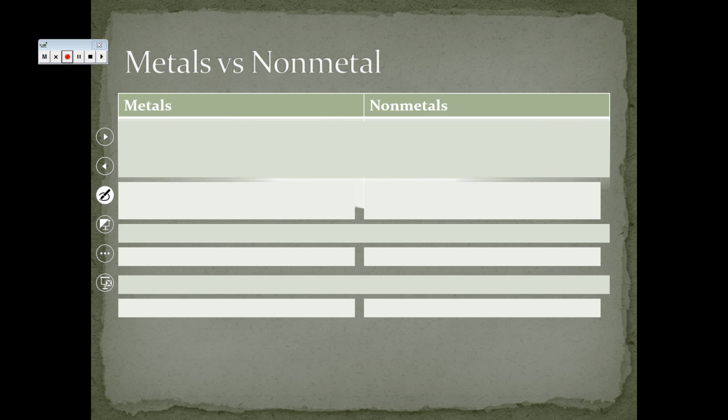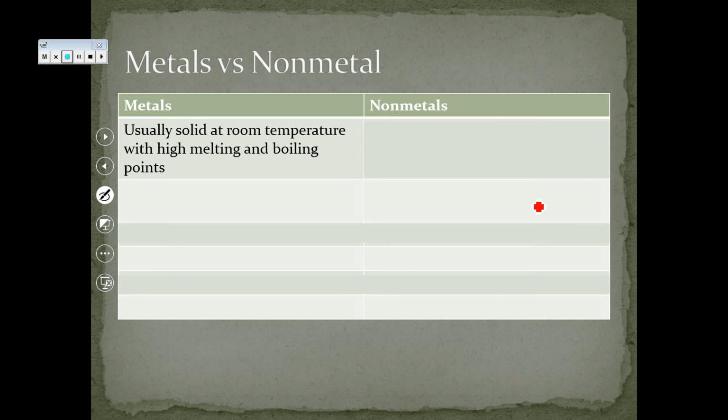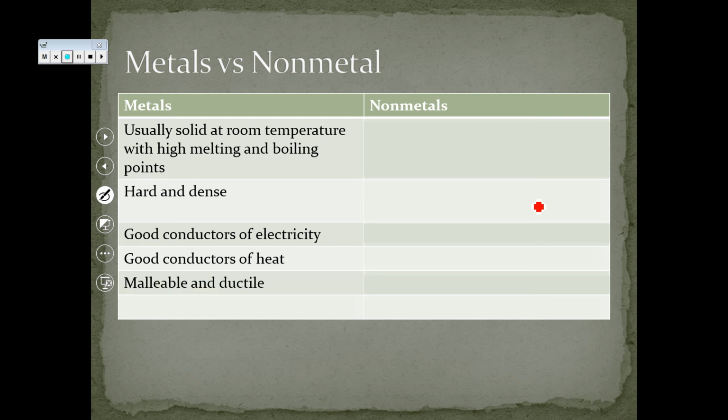Okay, so metals are usually solid at room temperature with high melting and boiling points. They are hard and dense. They are good conductors of electricity. They are good conductors of heat. They are malleable and ductile. Malleable means that if you took a hammer and hit a metal, it would pound into a thin sheet. Ductile means that if you heat a metal up and then pull the metal out with both hands, it will pull into a thin wire. So it means that metals are sort of bendable and flexible. Mostly gray in color.